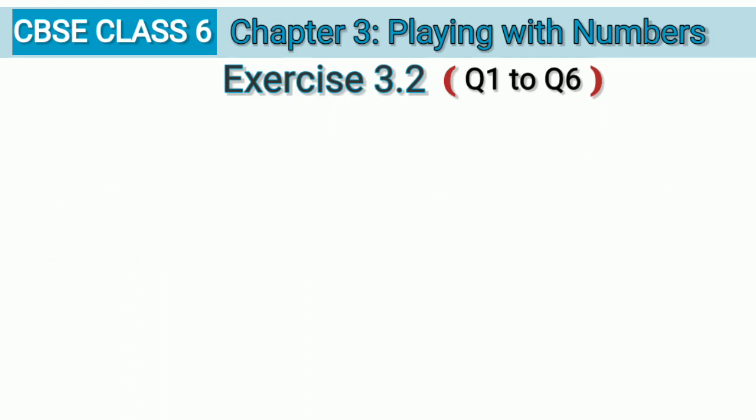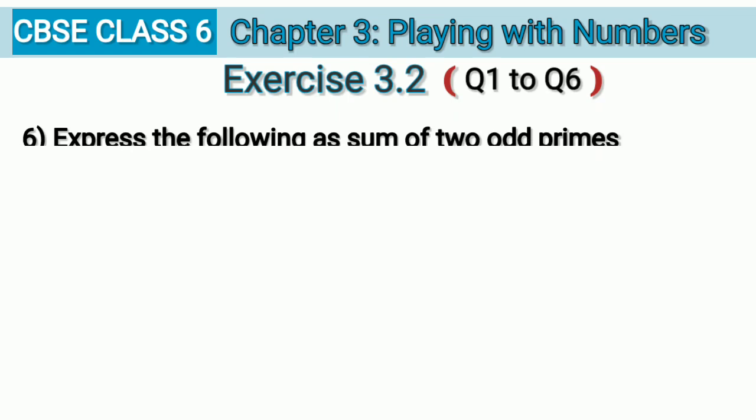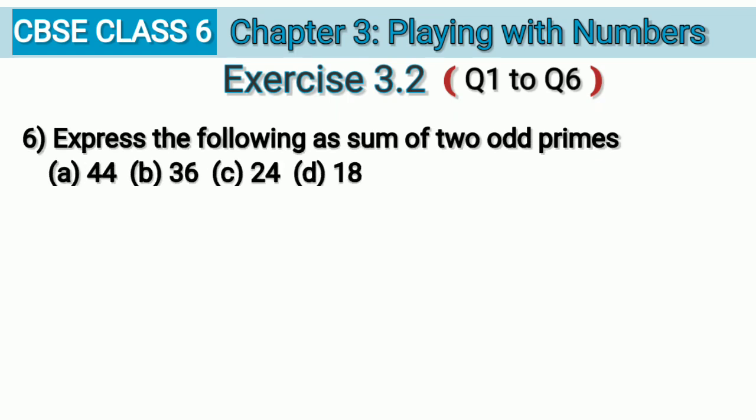Let's do question 6 now. Express the following as a sum of two odd primes. We are given some numbers and we have to express these numbers as a sum of two odd prime numbers. Our first number is 44. Let's try different combinations. 1 we cannot start with because 1 is neither prime nor composite. So we will start with 2. 2 plus 42 is 44. This 2 is a prime number but 42 is not. Also both are even numbers.